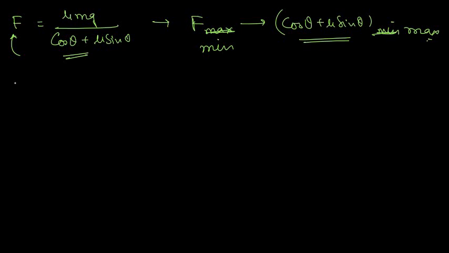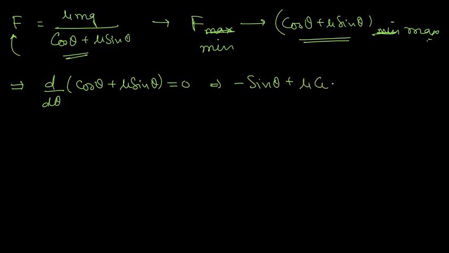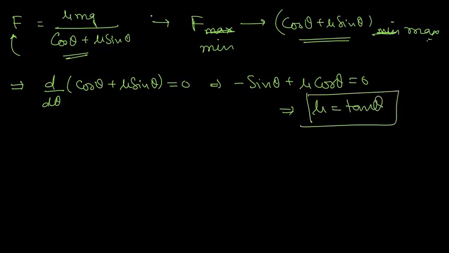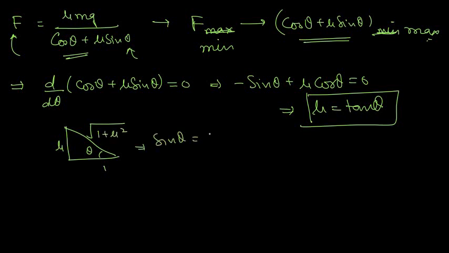So what you have to do is take the derivative d by d theta of cos theta plus mu sin theta, and put it equal to 0. You will get minus sin theta plus mu cos theta equal to 0, which implies that mu is equal to tan theta. So put theta equal to tan inverse of mu and you will get the answer. If this is mu and this is 1, then the hypotenuse is root of 1 plus mu square. So you can find sin theta from here, that is mu by under root 1 plus mu square.